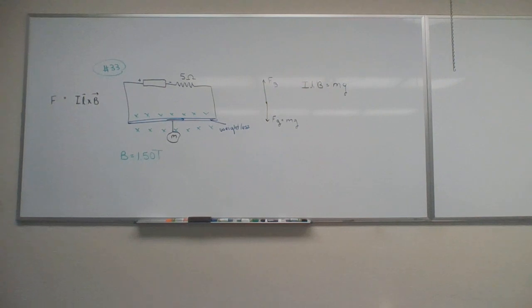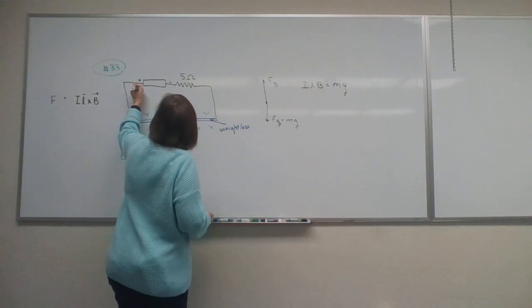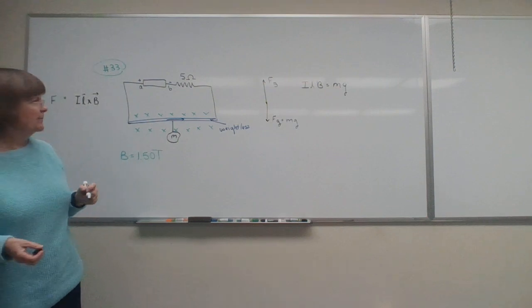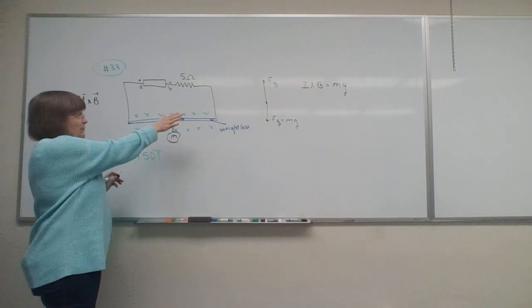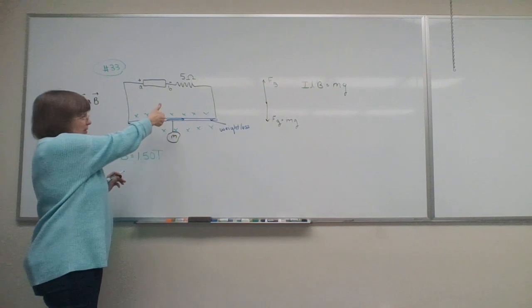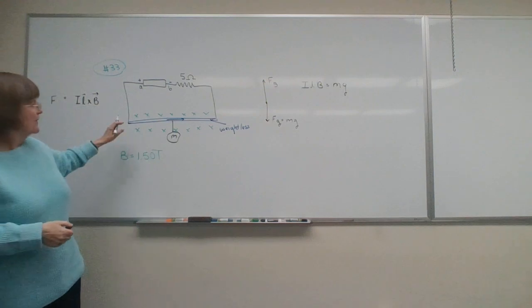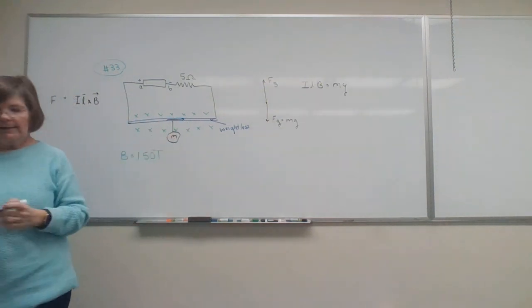Which point, A or B, should be the positive terminal of the battery? Well, the way they've drawn it, this is A and this is B. I've already said A needs to be positive, because if A is positive, my current is going in the direction that gives the magnetic force to be up. So I have an upward force on this rod right here. I also have a downward force on this rod.